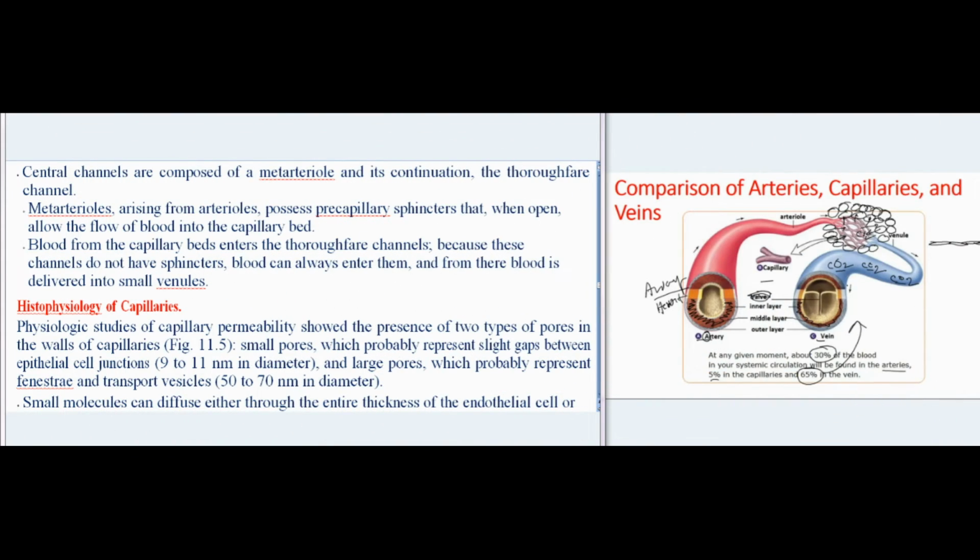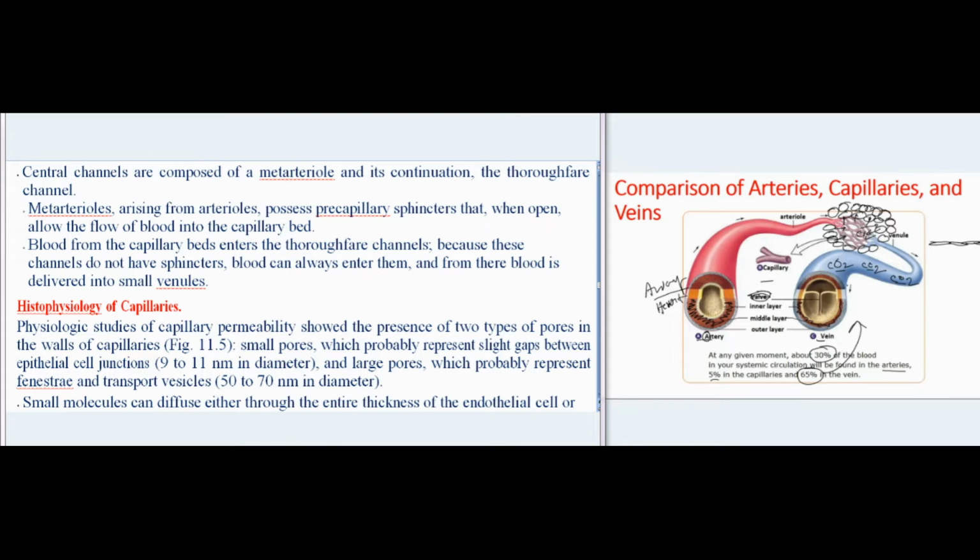Central channels are composed of a metarteriole and its continuation, the thoroughfare channel. Metarterioles, arising from arterioles, possess precapillary sphincters that, when open, allow the flow of blood into the capillary bed. Blood from the capillary beds enters the thoroughfare channels. Because these channels do not have sphincters, blood can always enter them, and from there blood is delivered into small venules.